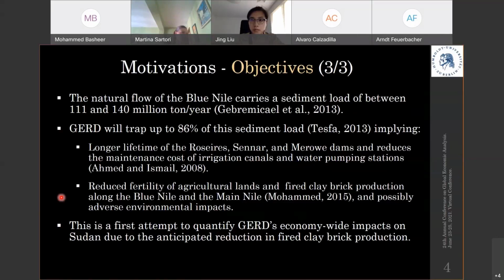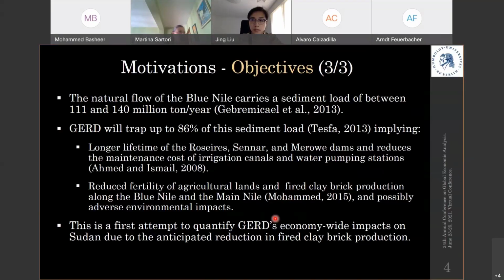But on the other hand, this sediment is actually a source of livelihood for quite a few Sudanese downstream, because it provides natural fertility for agricultural lands. So this will need to be replaced by fertilizers, and then there are all kinds of health issues associated with that. And then there's also the impact on the production of fired clay brick, and this is actually the main focus of this talk.